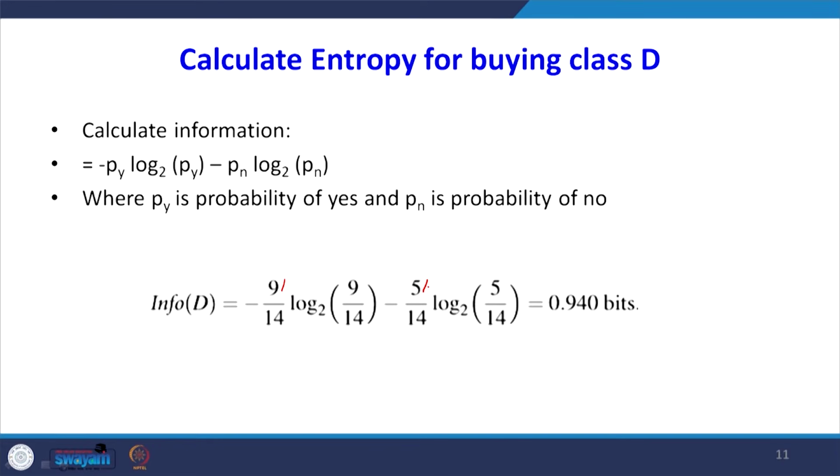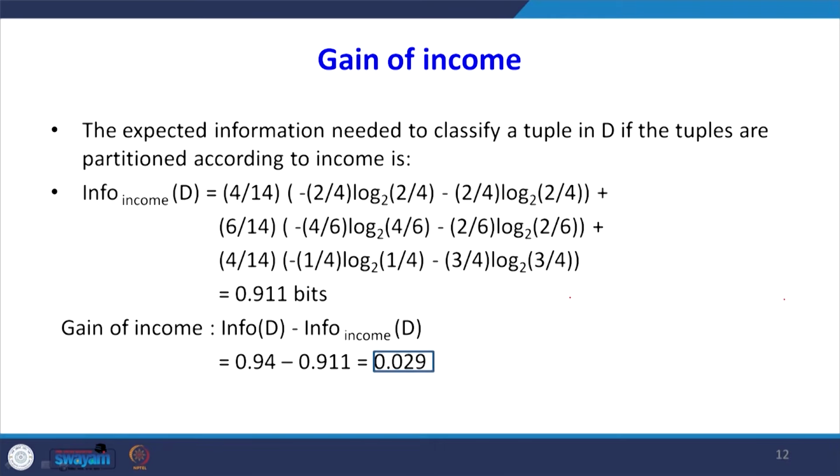So, it is a 5 no. So, 5 by 14 log 5 by 14 to the base 2 equal to 0.940 bits. Now, let us find out the information gain for the attribute income.